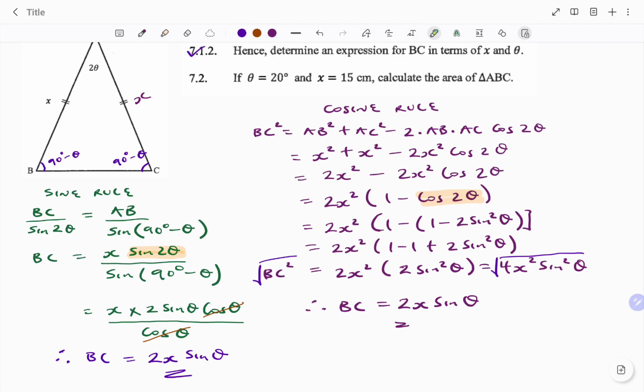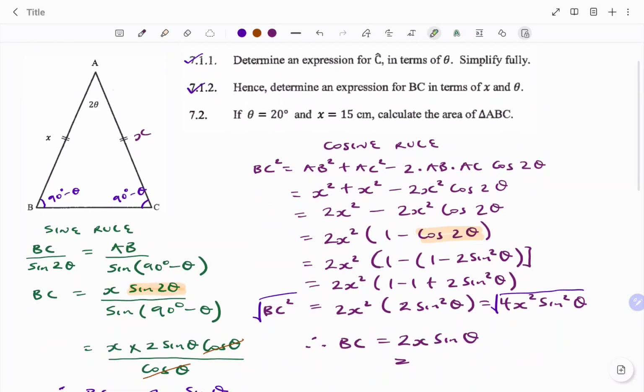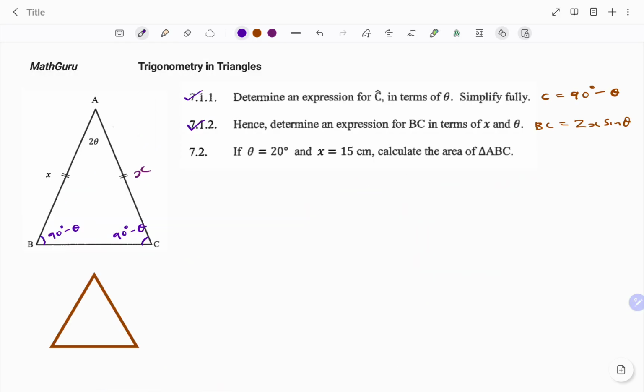Let's go back to the third part of the question that says, if theta equals 20 degrees and x equals 15 centimeters, calculate the area of triangle ABC. So I'm going to draw out my triangle.